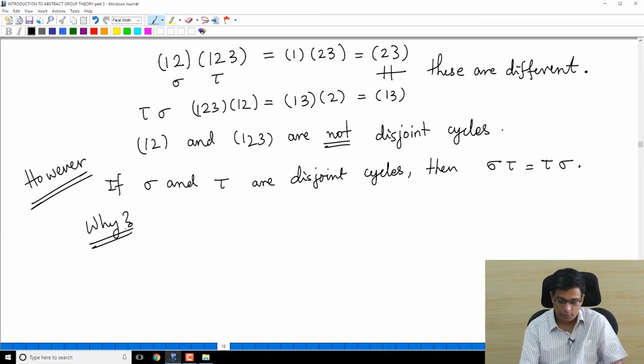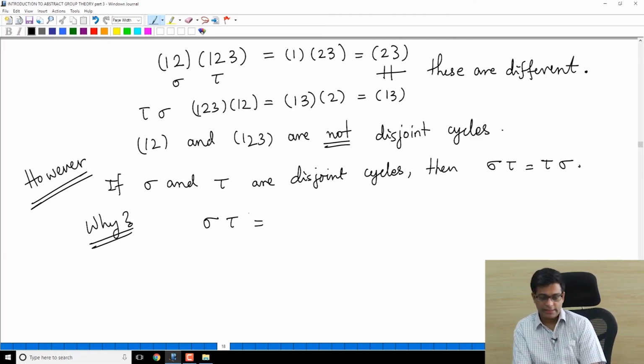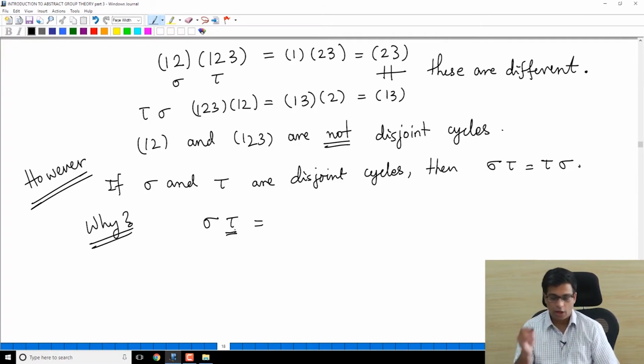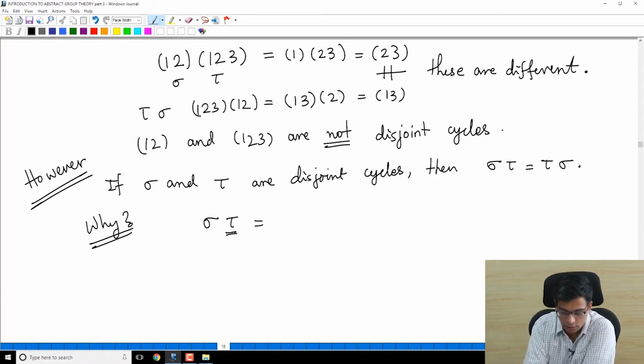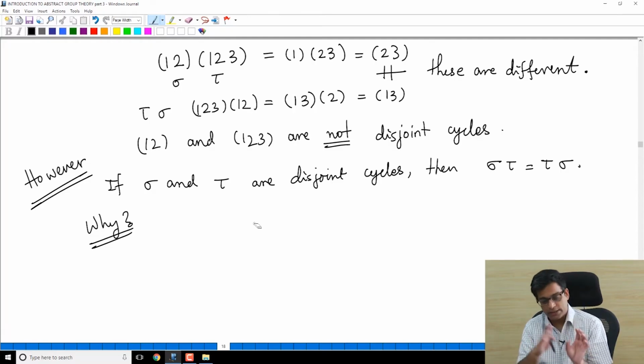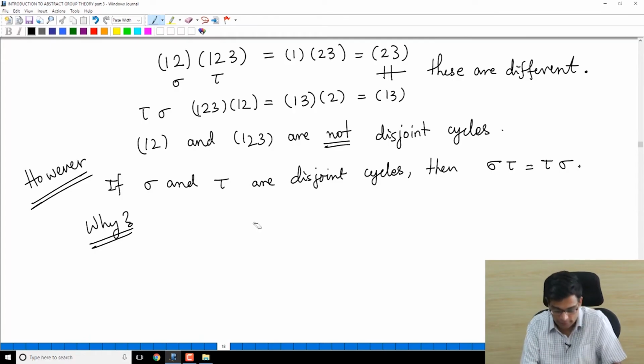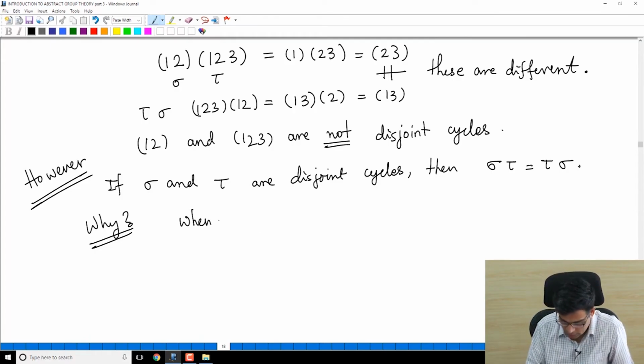If you think about it, it's clear, because when you try to write the product, we first look at indices that are in sigma and you see where it goes. But any index, we first see indices in tau and see where it goes. Wherever it goes, it won't appear in sigma again, unlike in this example. In this case 1 goes to 2, but 2 goes to 1, because 2 appears here. But if there is no index that is common to both sigma and tau, whatever happens in sigma stays within sigma.